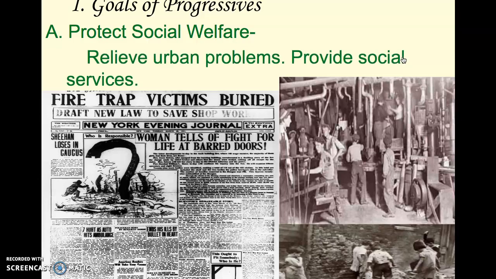First one, protect the social welfare. How can we relieve urban problems, provide social services that these robber barons, these captains of industry really were the calling card for. They brought these issues into the cities with all of these massive businesses that they had, and that's where all the work was. So you're going to have a lot of people moving there, a lot of immigrants moving there, and it's going to be just a huge cluster of people working in terrible conditions and then going home to live in worse conditions. A lot of overcrowding, a lot of disease, a lot of poverty.